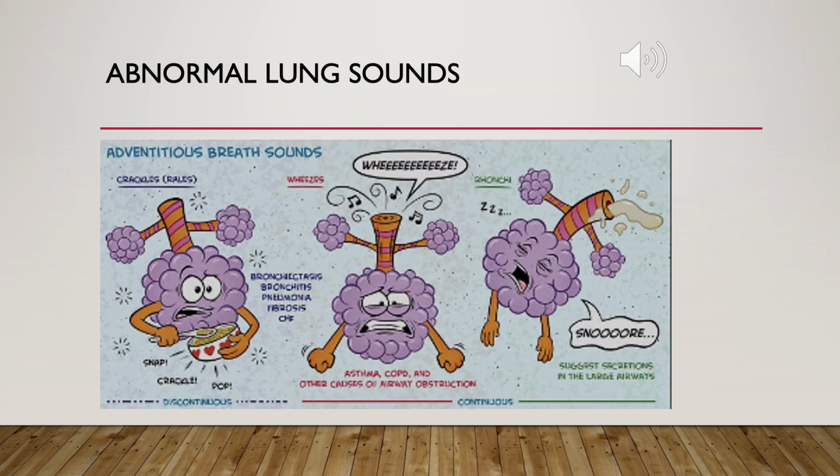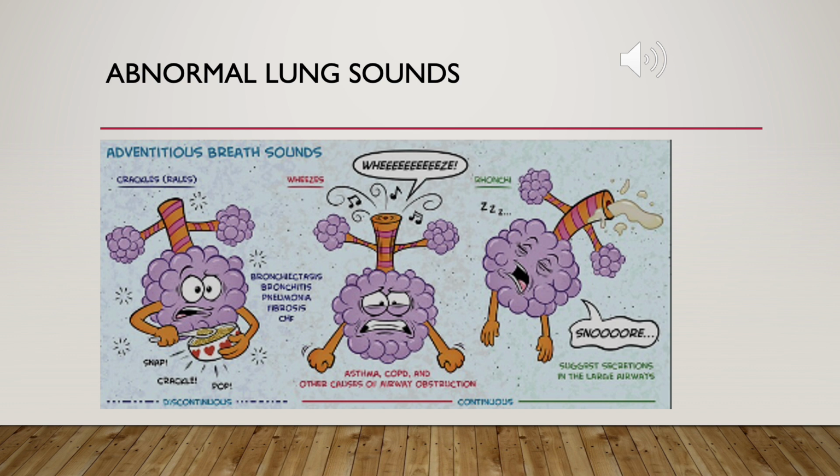So abnormal or adventitious, as they're also called, lung sounds include crackles, which are discontinuous, meaning you're going to hear them on inspiration. They're wet sounding. They kind of sound like Rice Krispies. If you take your hair and put it over your ear and rub your hair between your fingers, that's kind of like what they sound like. It could mean that your patient has atelectasis, or it could mean something a little more dire, like your patient is going into pulmonary edema.